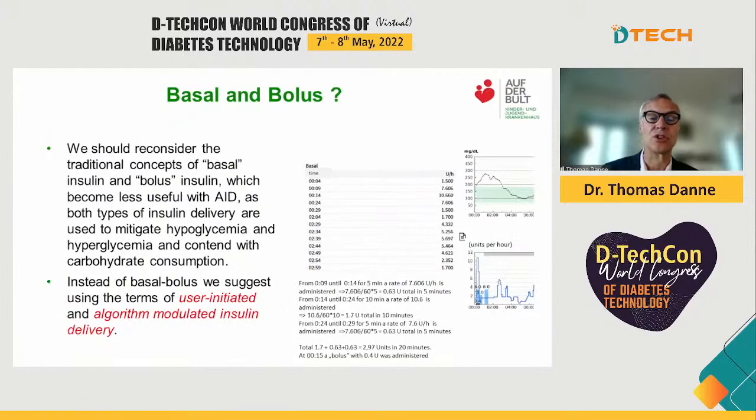And so first of all, we have to understand that it doesn't make sense anymore to talk about basal insulin and bolus insulin. It's better to really talk about what is user initiated. So what does the patient actually do? What happens when he enters carbs and initiates a bolus, or where is the correction bolus happening, which is modulated automatically by the pump. And it's very difficult to really say where the bolus starts if the pump is giving it, and where it's just a change in the basal rate. So it's kind of a change of mindset that is important here.